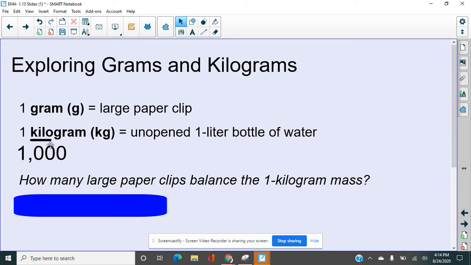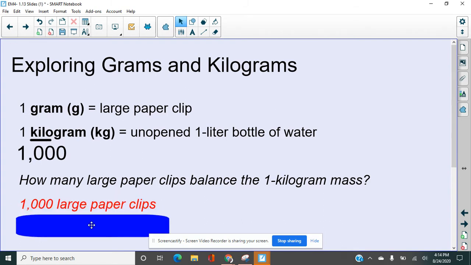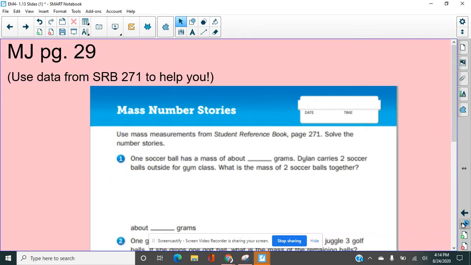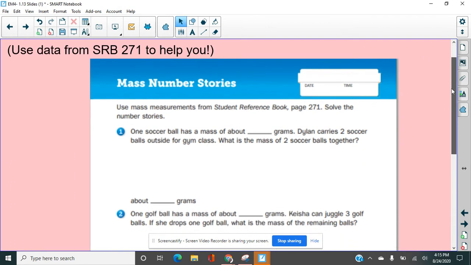Now, a kilogram can be represented by a 1 liter bottle of water. Most often we see 2 liter bottles, and those are 2,000 grams. But the key thing to remember here is that if you add 1,000 grams, then you are up to what's called a kilogram, right? So a kilogram would be equal to 1,000 large paper clips. Okay, so grams and kilograms, that's part of our new learning here today.